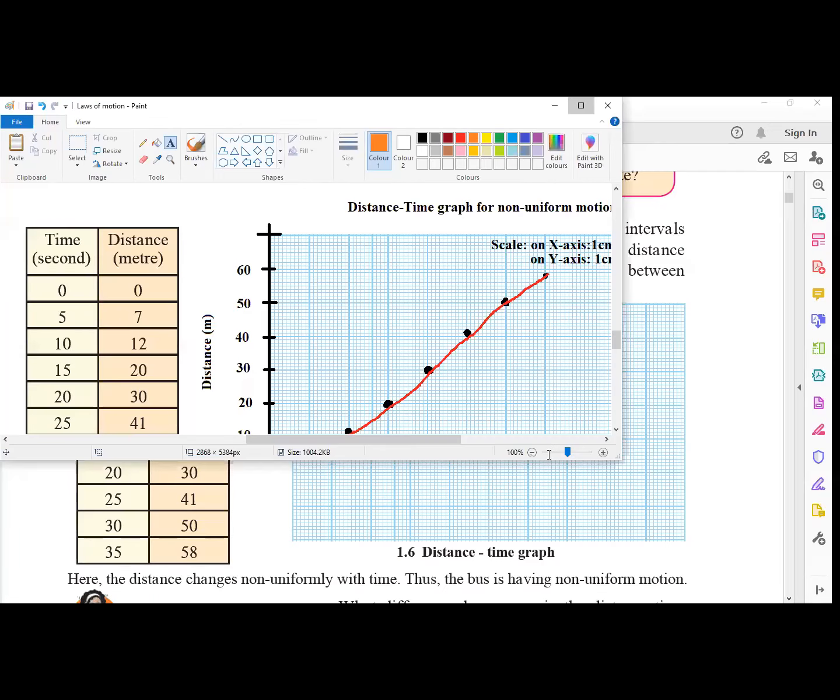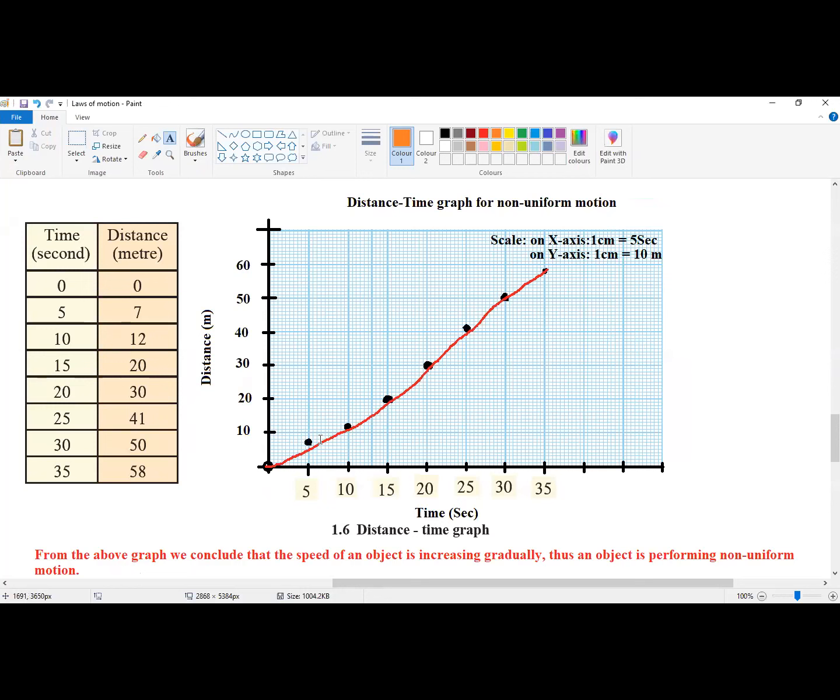Now see, we have plotted all the points. You can see there is a freehand curve. There is no straight line, but there is a freehand curve, which again concludes that the speed of an object is increasing gradually, and thus the object is not performing uniform motion, but it is performing non-uniform motion. That can be concluded from this given data also.